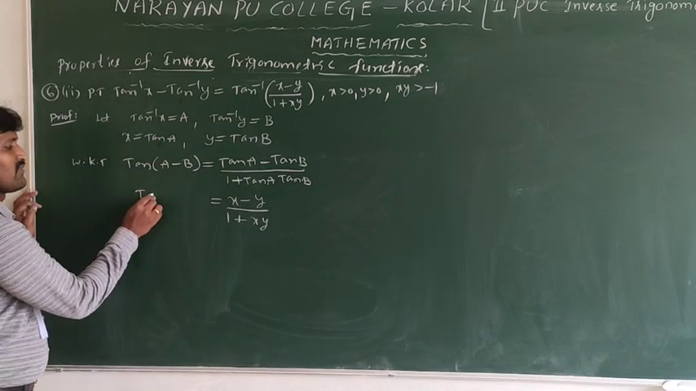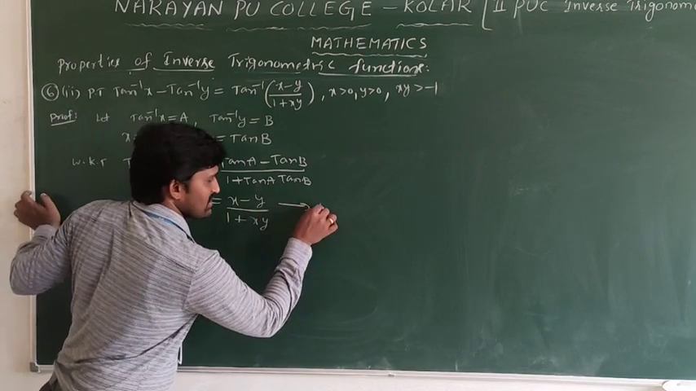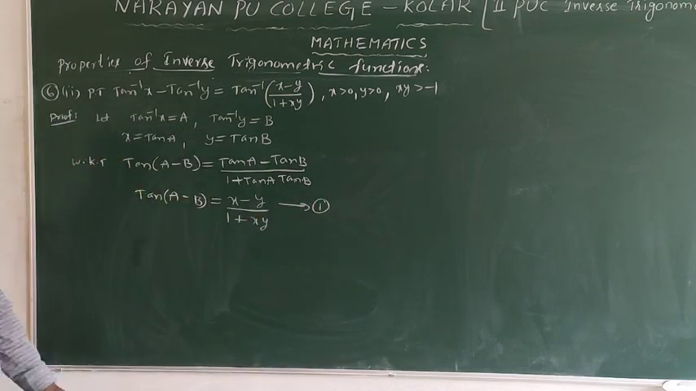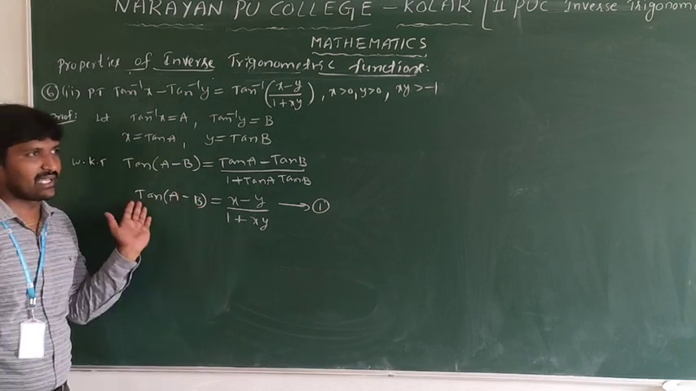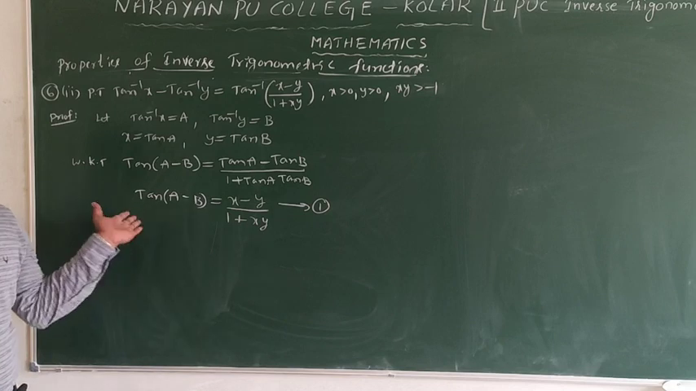Left side, what is the value? Tan of a minus b. It's considered as equation 1. Before converting the trigonometry to inverse trigonometry, take the right side. We need to check whether this is positive or negative. Then only we convert the values.